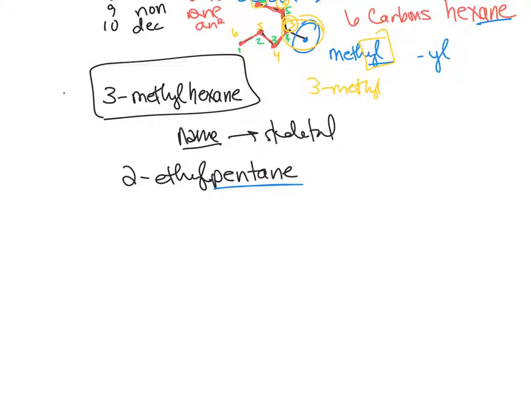The first thing you want to do is go with the longest chain. So you kind of work backwards. Pentane is 1, 2, 3, 4, 5, 5 carbons. Then your substituent is ethyl, and it's on the second carbon. So 1, 2. You could have started from this side, but 1, 2, 3, 4, 5. And then there's your 2-ethyl.